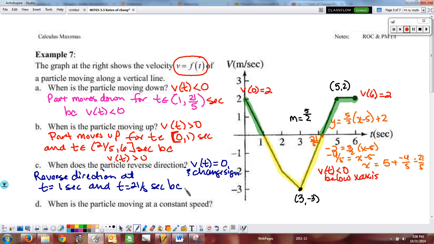And again, our reason is because you have to say two things. Your v of t is equal to 0, which says you stopped, and v of t changed signs. This is kind of leading to an important information that we're going to have when we start doing applications. What justification do you have to give?